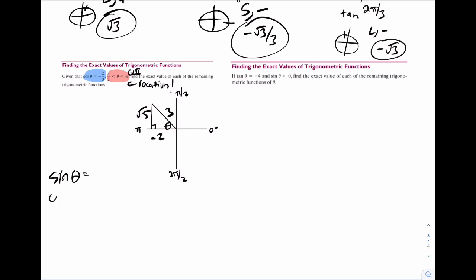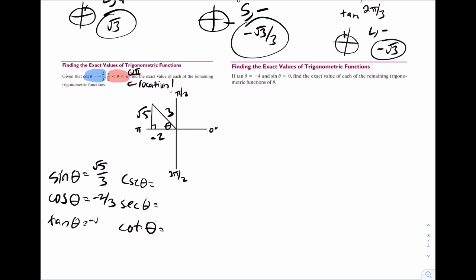So at this point, you should feel pretty comfortable. Sine, cosine, tan, cosecant, secant, cotan. Sine is root 5 over 3. Cosine is negative 2 over 3. Tan is negative root 5 over 2. And just flip everything. 3 root 5 over 5. Negative 3 over 2. Negative 2 root 5 over 5.